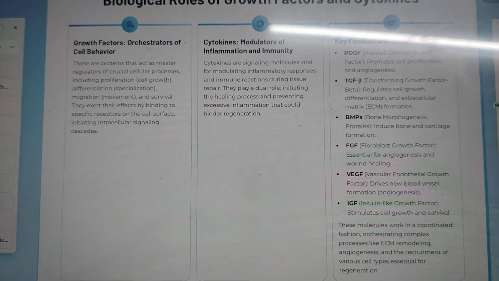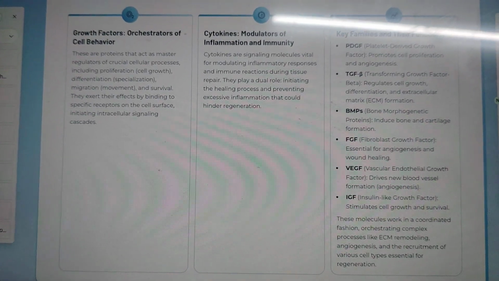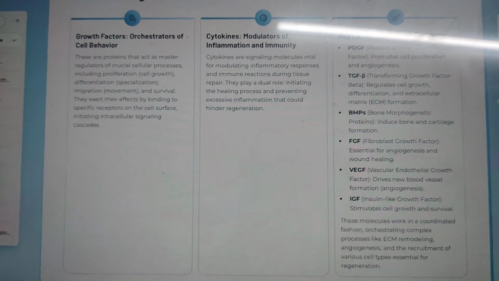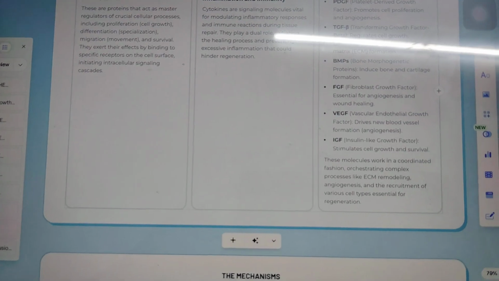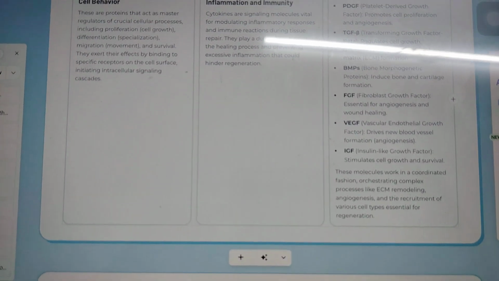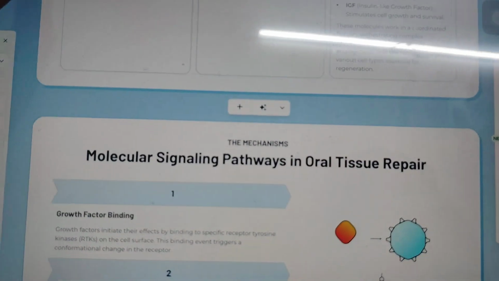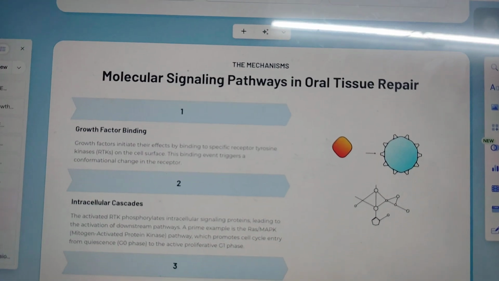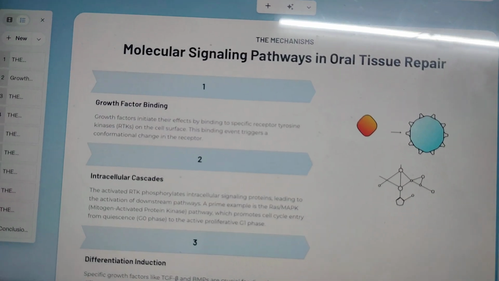VEGF, vascular endothelial growth factor, drives new blood vessel formation, that is promotes angiogenesis. IGF, insulin like growth factor, stimulates cell growth and survival. These molecules work in a coordinated fashion, orchestrating complex processes like ECM remodeling, angiogenesis, and recruitment of the various cell types essential for regeneration. Coming to the molecular signaling pathways in oral tissue repair, the mechanisms: growth factor binding.